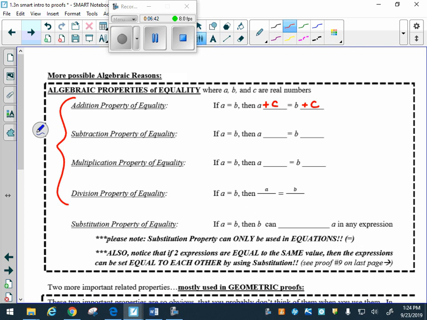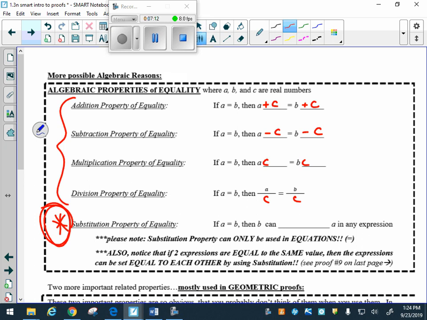The left side is equal to the right side. We started with A equals B. Add the same thing to both sides. Subtraction property of equality. Subtract the same thing from both sides. Multiplication, we multiply. Division, we divide. The same exact thing on both sides. You guys are used to those. You might not have written it that way before, but you've used them a lot.